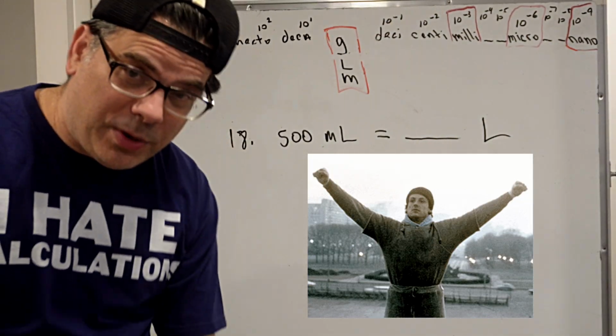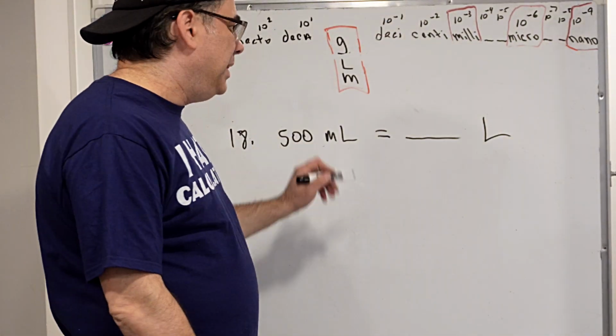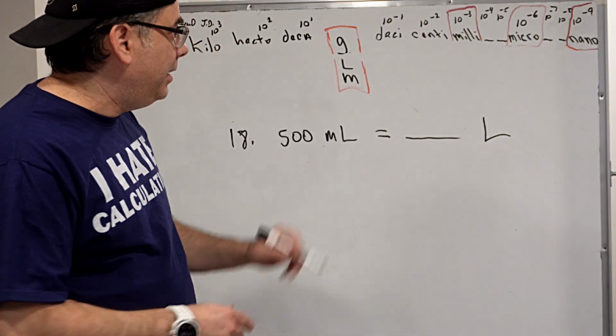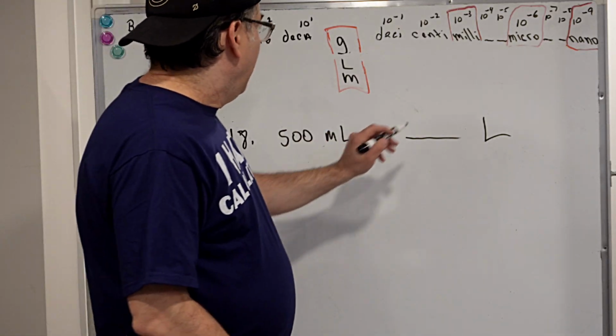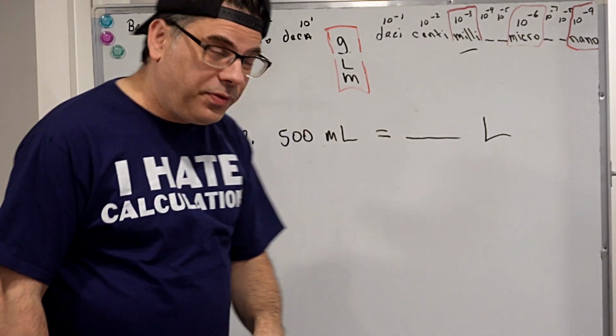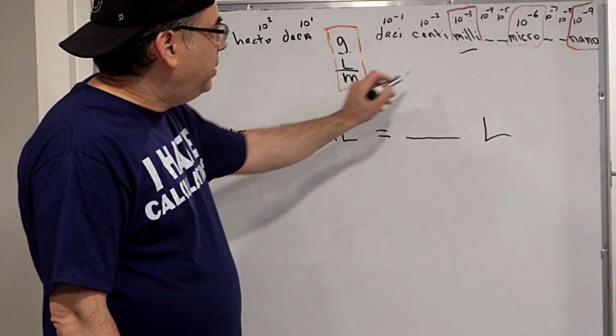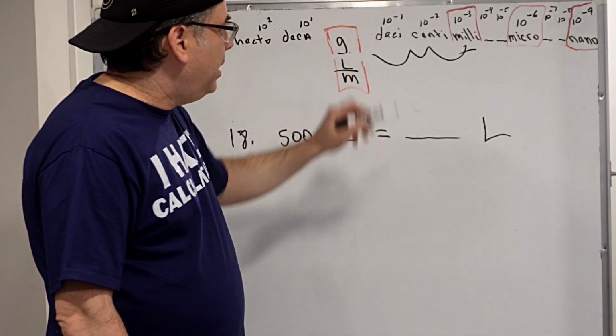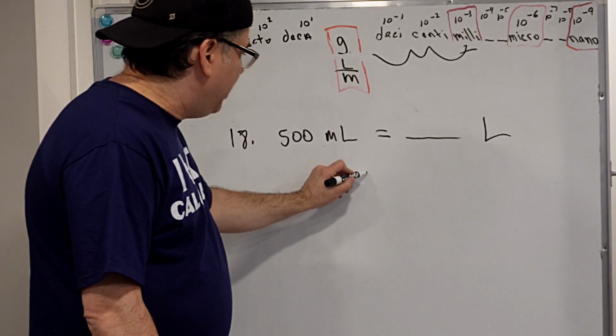All right, question number 18. 500 milliliters is how many liters? Again, let's go to this chart. Milli, 10 to the negative 3. Liters is the base unit. 1, 2, 3. 3 to the left. So we have 500.